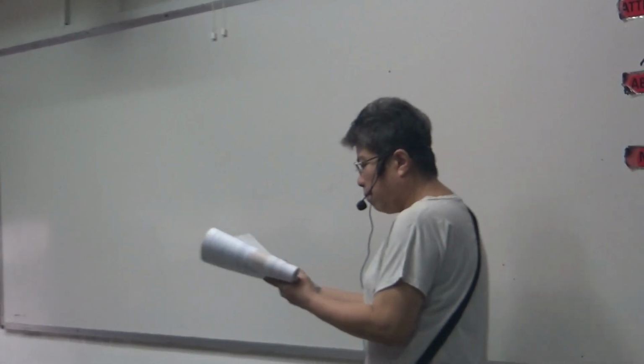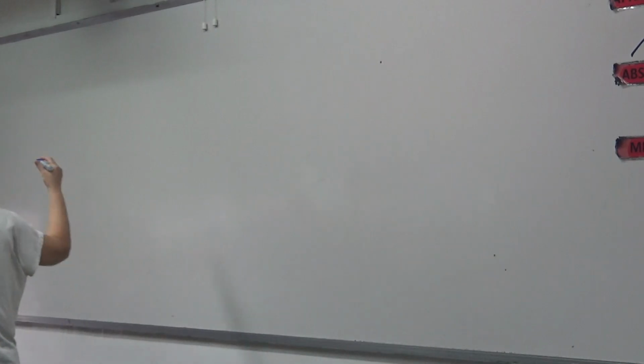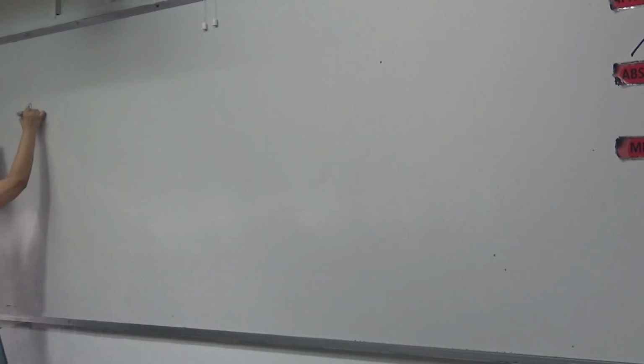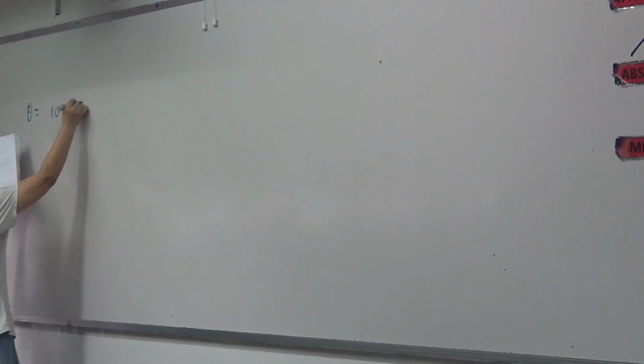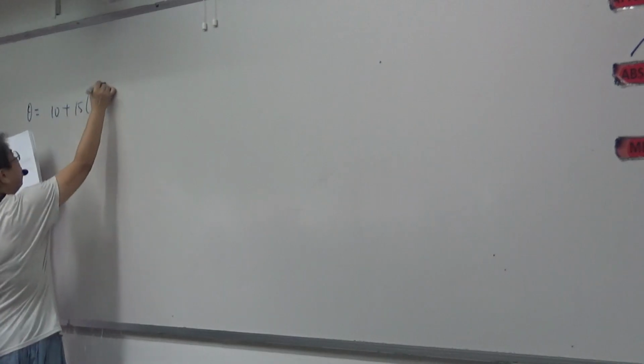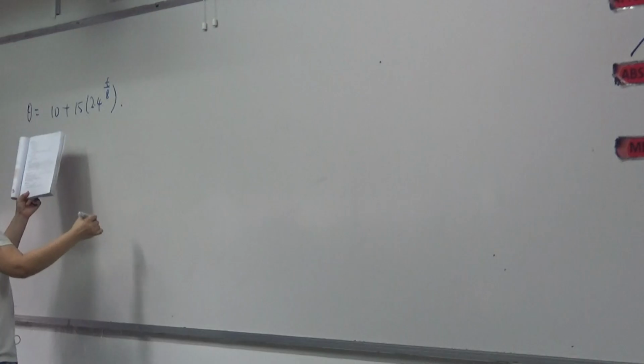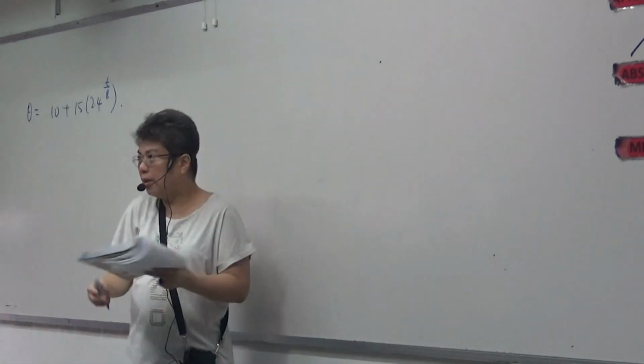Example 27. When an object is heated in an oven, its temperature theta degrees Celsius after t minutes is given by theta equals 10 plus 50 times 2.4 to the power of t over 8. Theta is in degrees Celsius and the time t is in minutes. You must make sure you know the time. Understand?